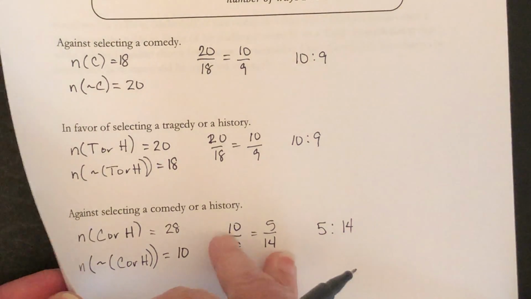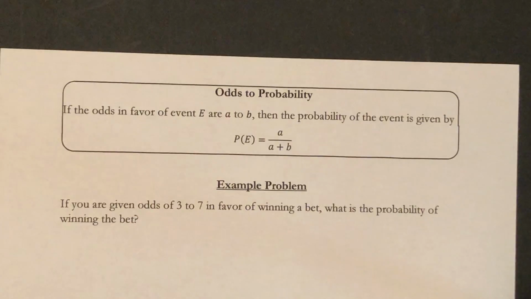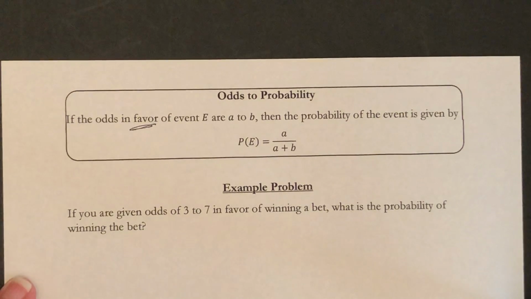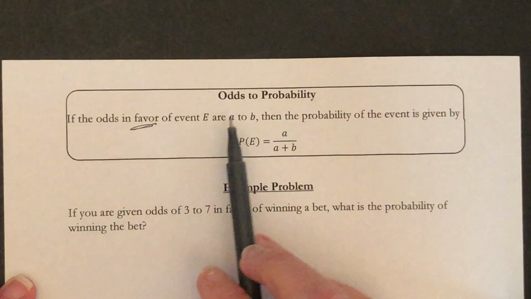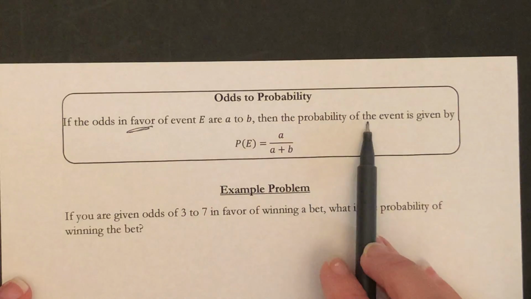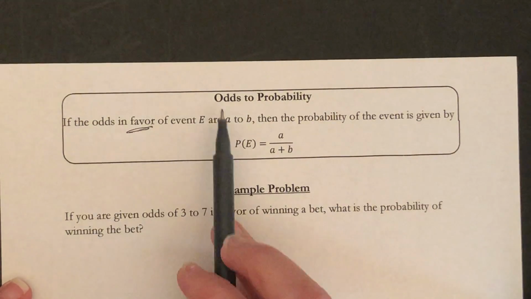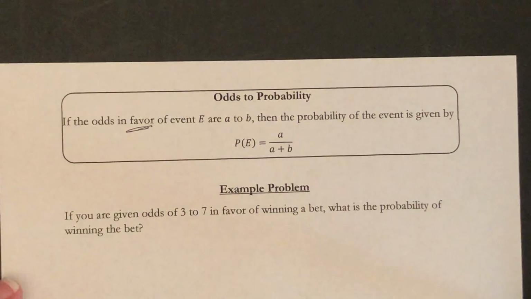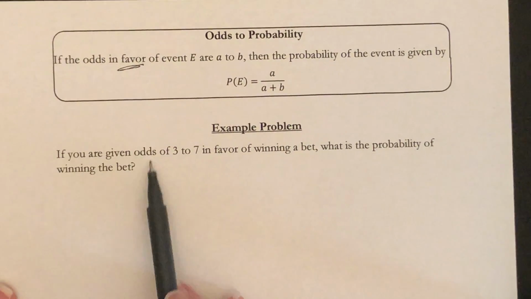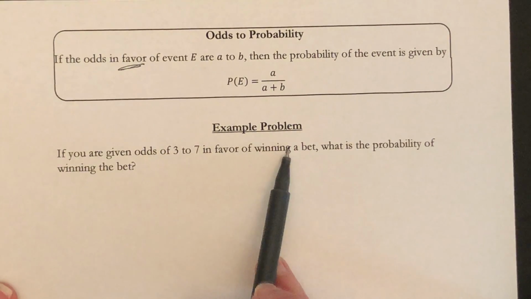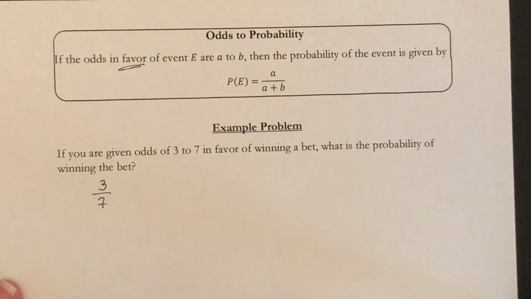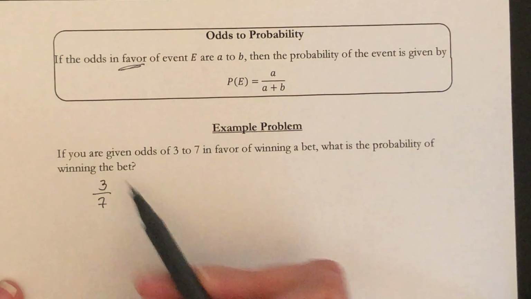Now let's do that last direction where you're given odds and then we have to go to probability. This is really easy. If the odds in favor of selecting event E are A to B, then the probability of the event is given by A, the first number, over A plus B. So if you're given the odds of 3 to 7 in favor of winning a bet, that would be 3 over 7, first number over second number. What is the probability of winning the bet?